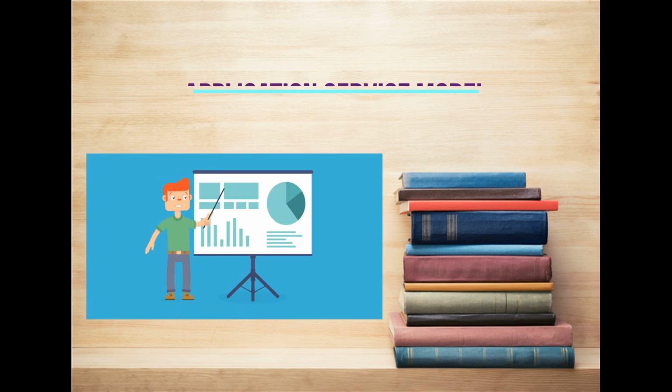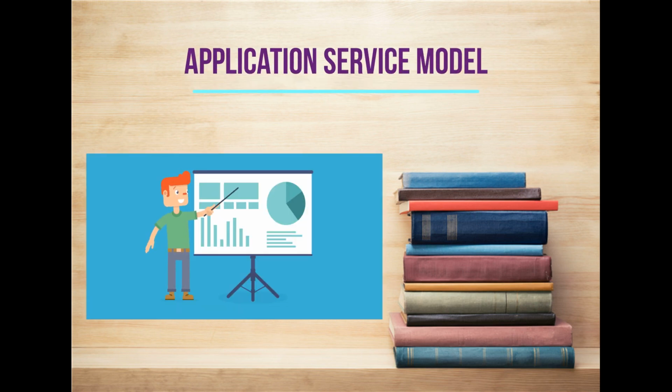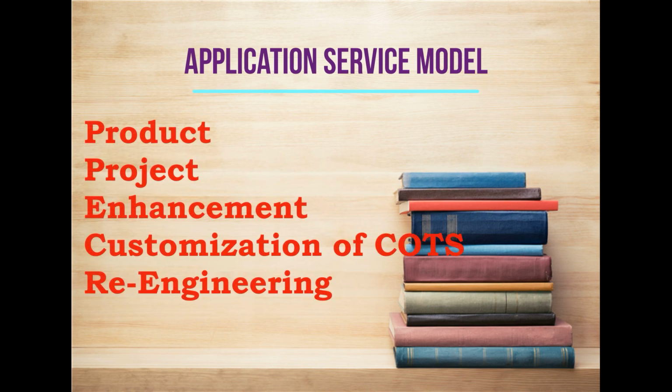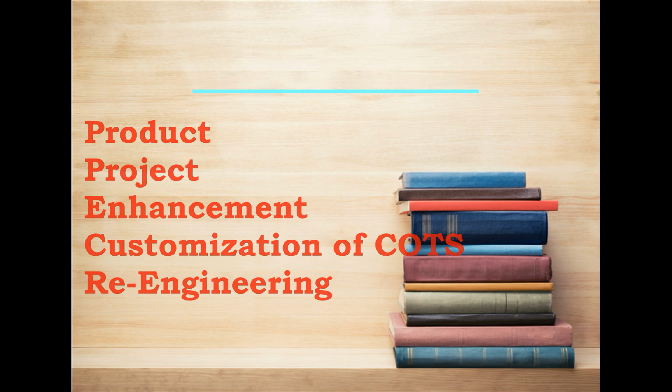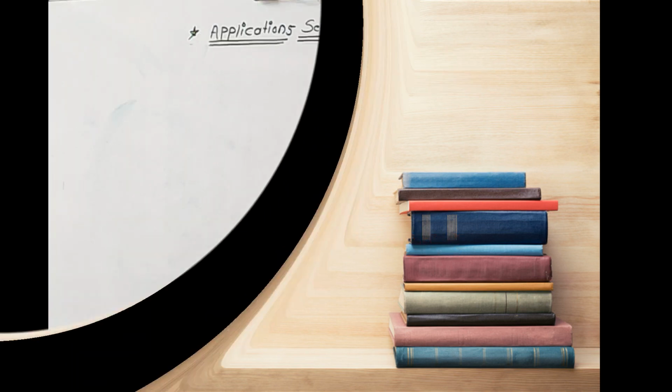Application service model defines how the application is treated during its development and testing. An application can be developed in any of the following types based on its service model. They are as follows: first one is product, second one is project, third one is enhancement, fourth one is customization of COTS, and fifth one is re-engineering. So, let's discuss it in detail one by one.